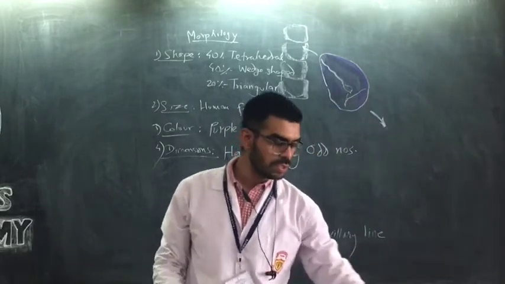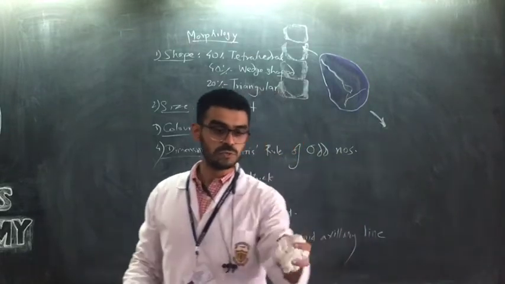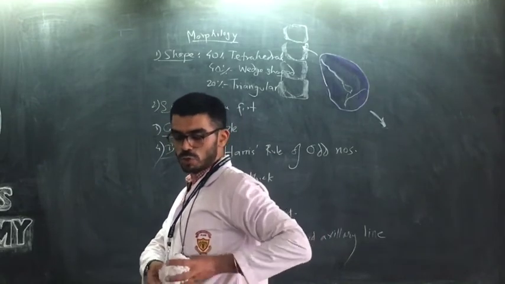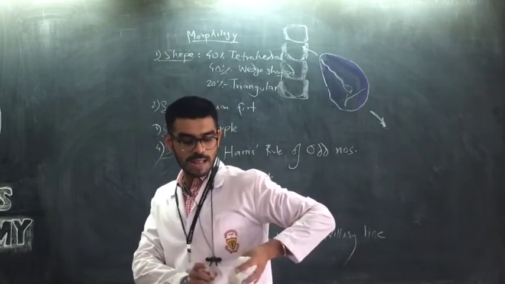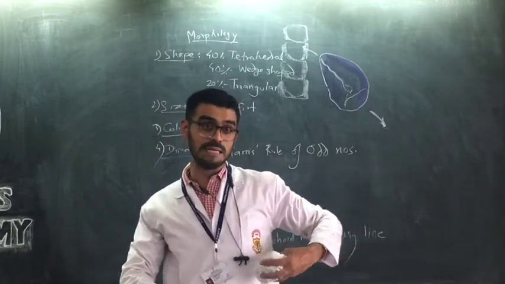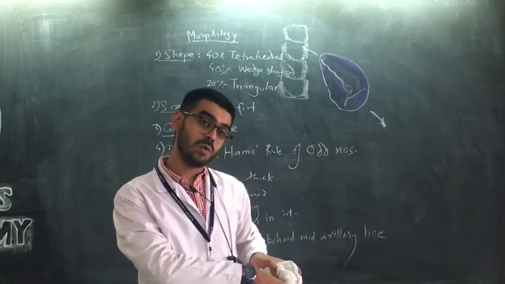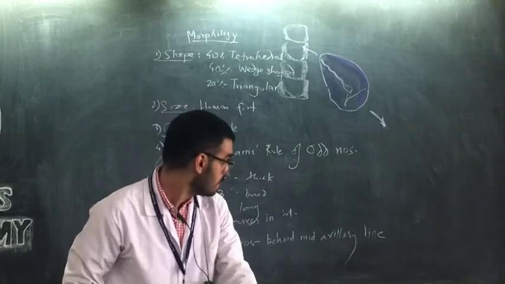A lot of students hold the spleen like this. You're not supposed to hold the spleen like this. You're supposed to hold the spleen like this because it lies behind the mid-axillary line, right? So you're supposed to hold it like this and slightly going downwards, and the anterior end should not be going medially, it should be going laterally.